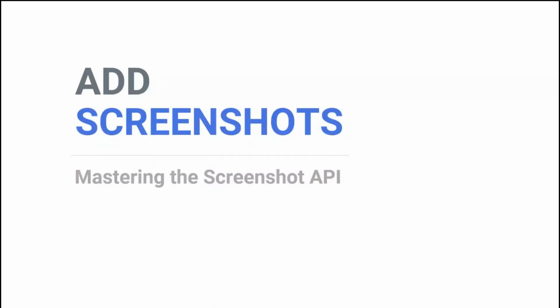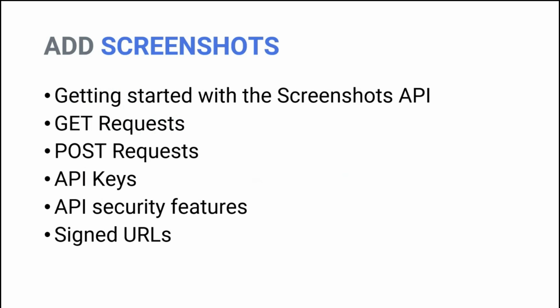Welcome to Add Screenshots, and in today's video we'll look at how to master the Screenshot API. We'll look at standard GET requests, we'll look at POST requests, we'll look at how to use API keys, what they are, where to get them from. We'll also look at how you can secure your REST API calls using API security features, and then finally we'll also look at signed URLs.